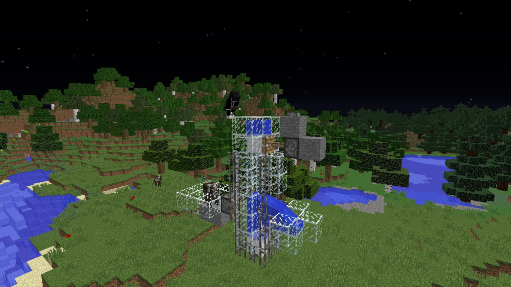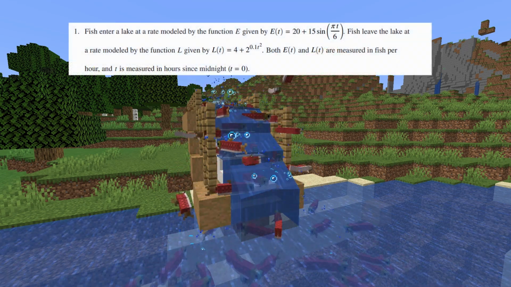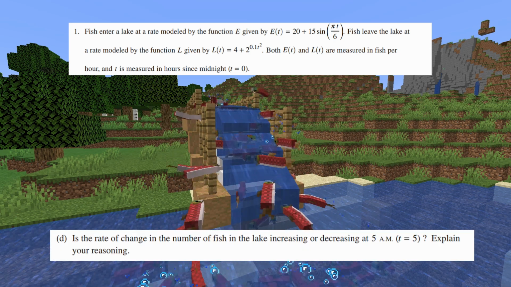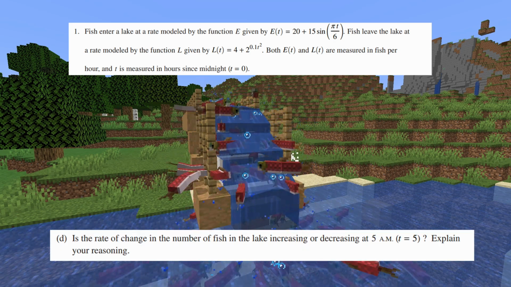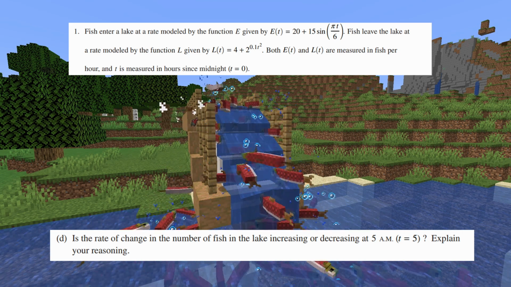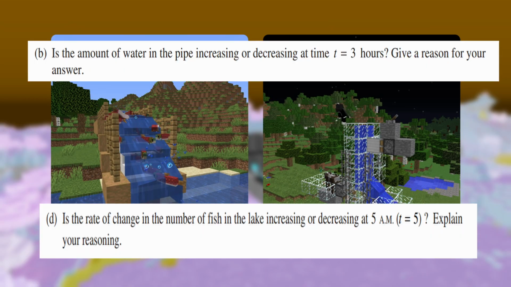Now let's go to a different scenario. On the 2019 AP Calculus exam, fish are entering a lake at a rate e of t and exiting at a rate l of t. The question now, is the rate of change in the number of fish in the lake increasing or decreasing at 5 a.m., t equals 5? Explain your reasoning. Here are the two questions side by side. Have you spotted the difference yet?